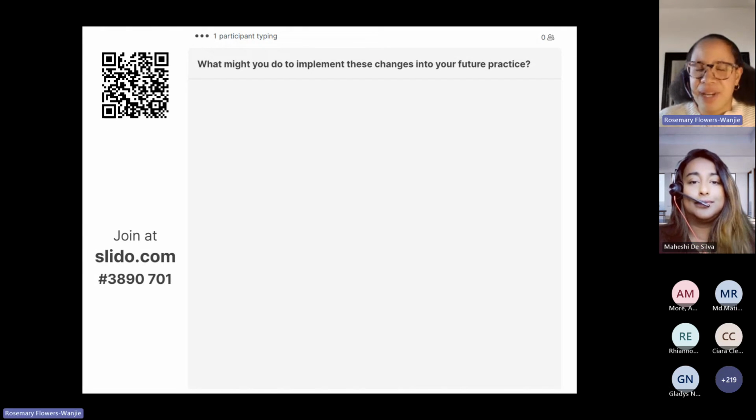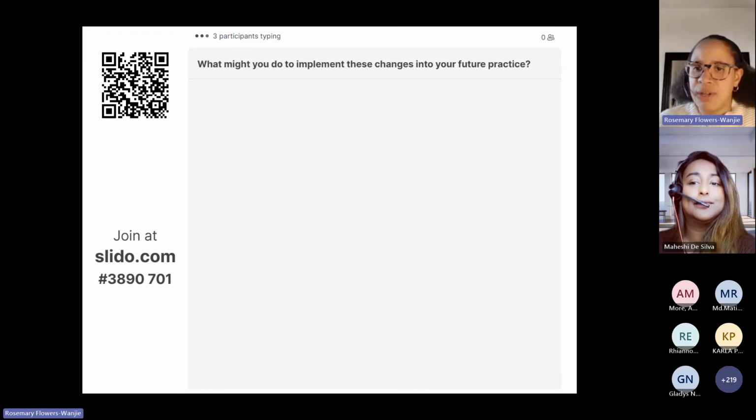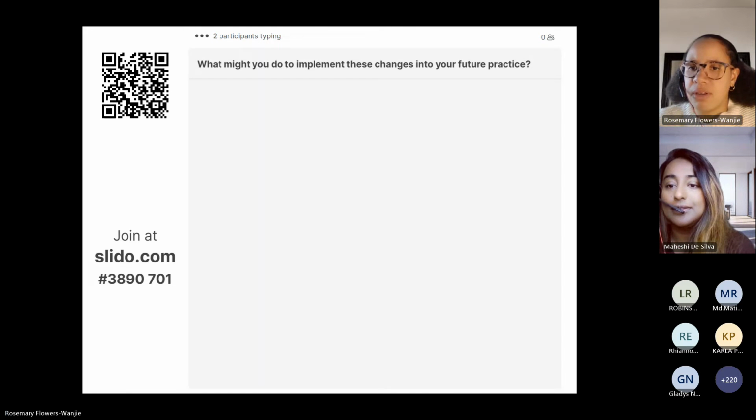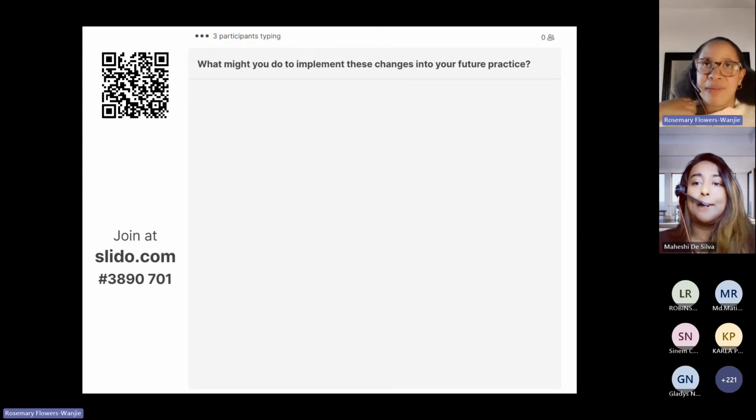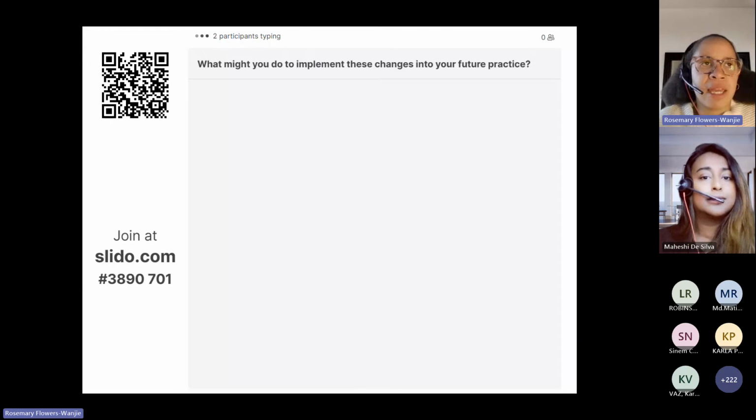Excellent. I think I've got that up now. Brilliant. Thanks. Maheshi, can you see the Slido? Yes, I am able to see that. So you can see a couple of people typing. Of course you can use the Slido to answer the question that we've got up there. What might you do to implement these changes into your future practice? And you can also put that into the meeting chat or the Q&A, and you can also ask us questions at this point as well.